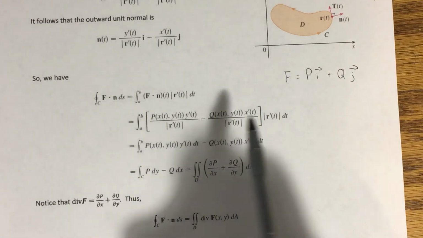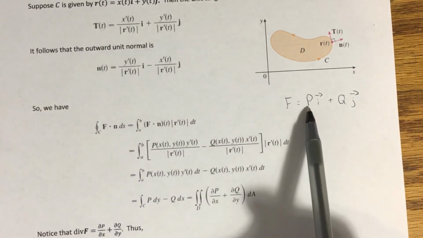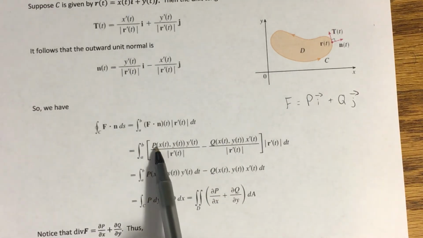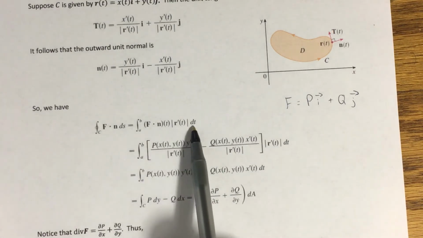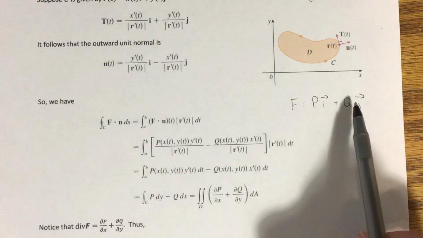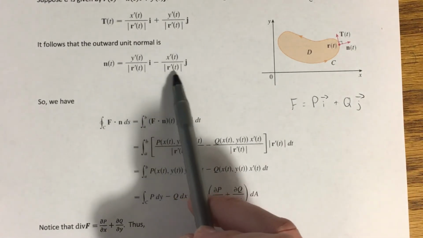So what would that look like? Well, the dot product of F with N is going to be P times y prime over the magnitude of r prime. That's this right here. Notice, because P is a function of two variables, x and y, and because we're going to be integrating with respect to t, I'm using my parametrization. x becomes x of t, y becomes y of t, and here's that product. Plus Q times negative x prime over the magnitude of r prime.